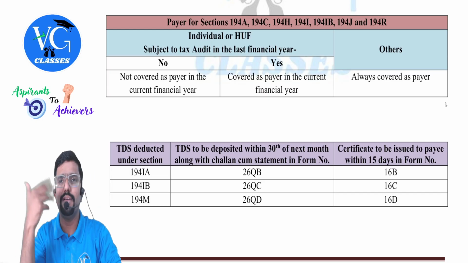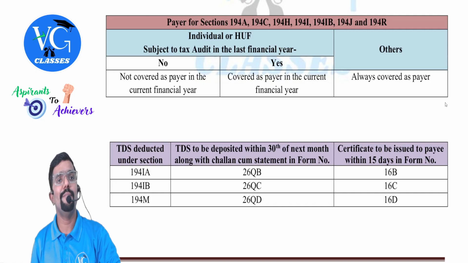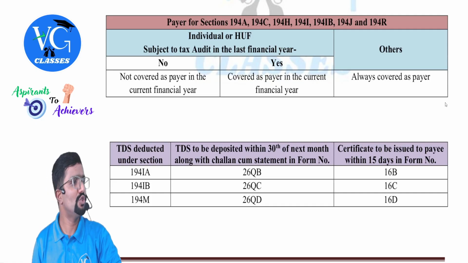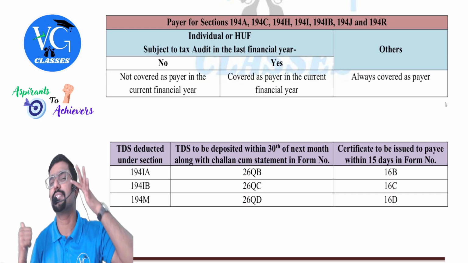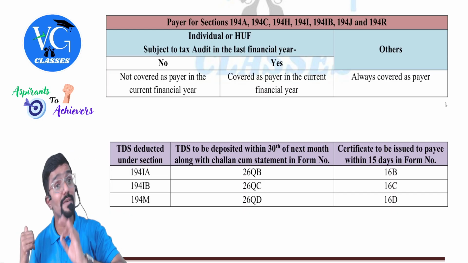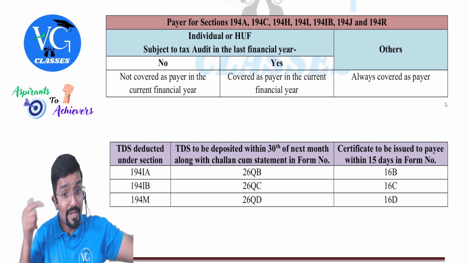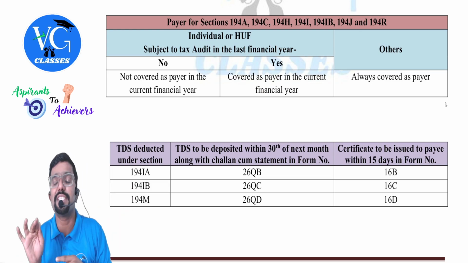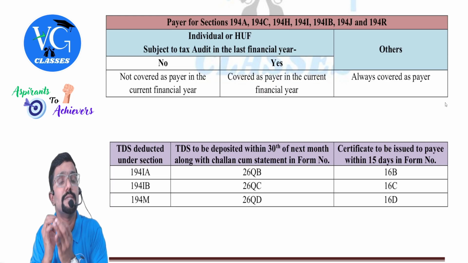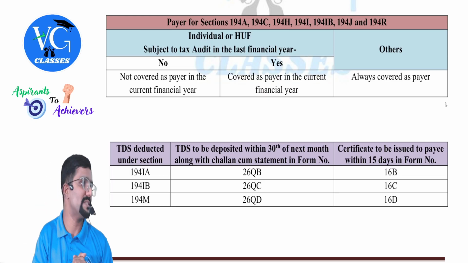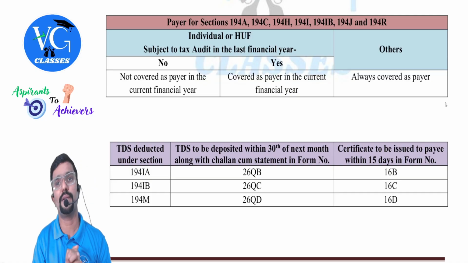Guys, assume I was getting married, so I have taken a services of catering services, contract. Okay, food contract I had given for a caterer. I am making payment of 5 lakh for them. Should I deduct TDS? No, because it is for personal purpose. Even though I was subject to tax audit last year, I am covered under payer, but I am not deducting TDS. Why? Because it was for personal purpose. Contract was for personal purpose.